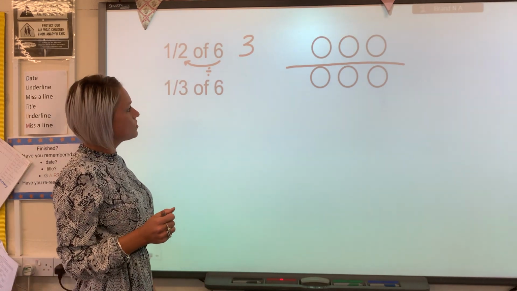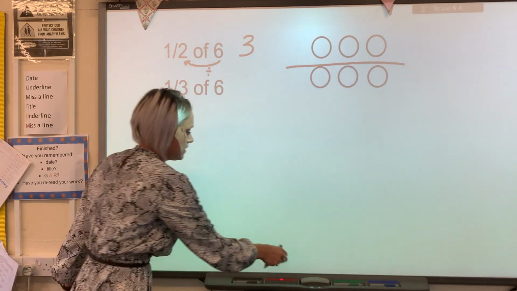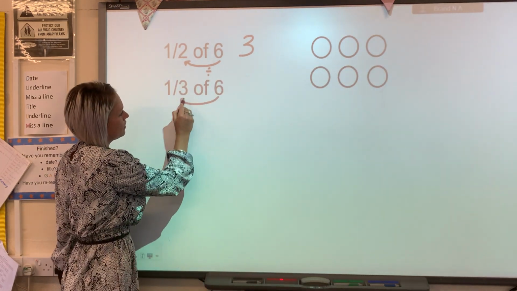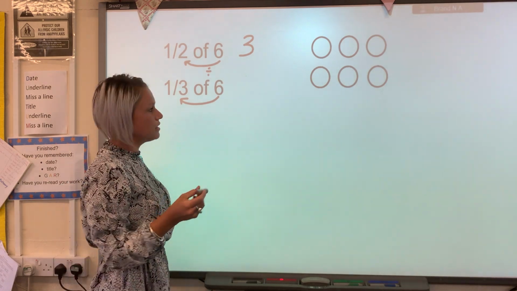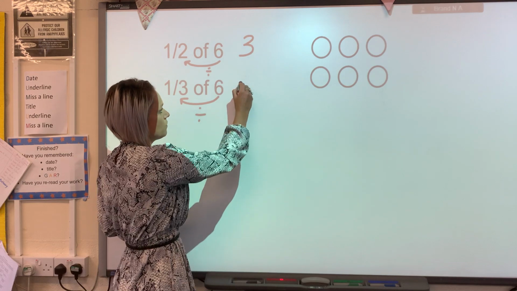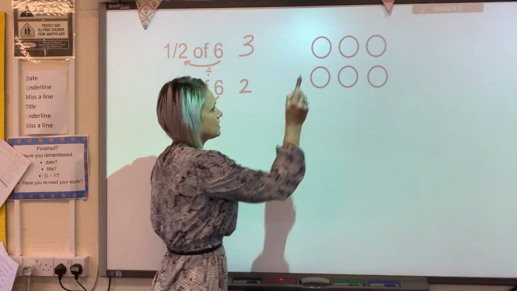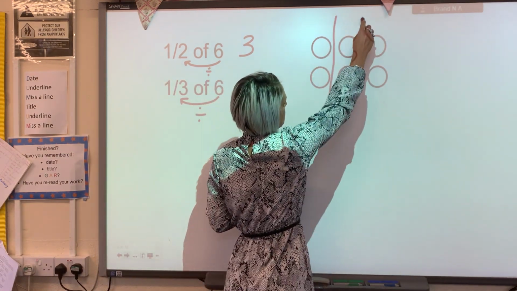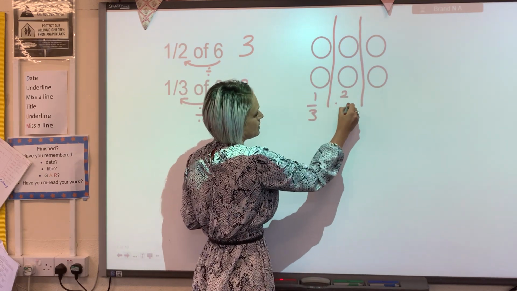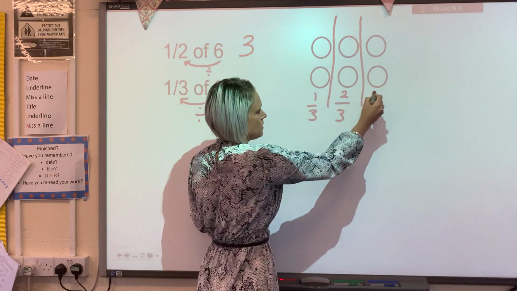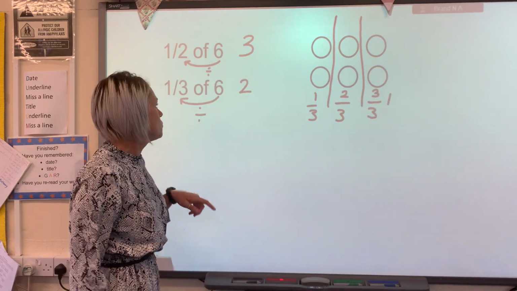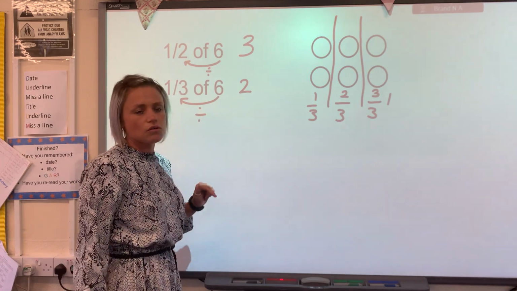But then it's asking us to find a third of 6. So, divide by that bottom number. How many 3's go into 6? So 3, 6, there's 2. So with my diagram this time, I can split it into thirds. 1 third with 2 in it. My second third has also got 2 in it. And then my third third, which makes it into 1 whole, has also got 2. So a third of 6 equals 2.